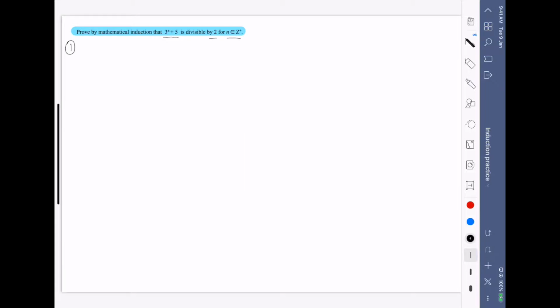So if we start with step 1 again, let Pn conjecture that the expression 3 to the power of n plus 5, divided by 2, is equal to alpha, where alpha is an integer, right? Because if this is divisible by 2, it means that when you divide this expression, it should give you an integer. So this can also be written as 3 to the power of n plus 5 is equal to 2 alpha, again where alpha is an integer.